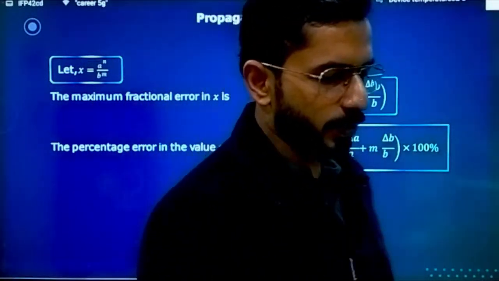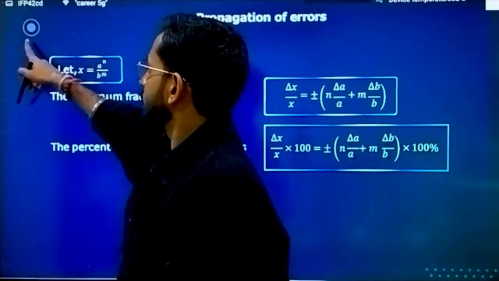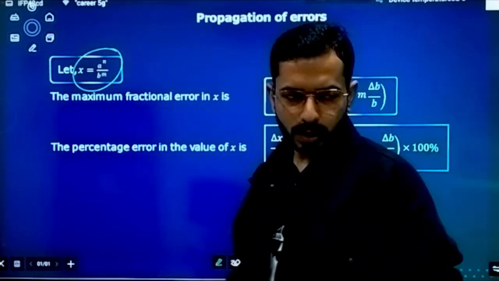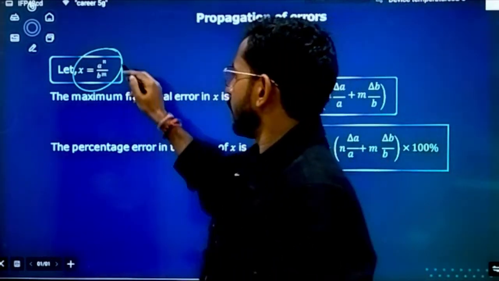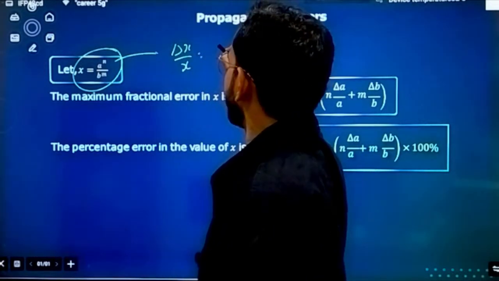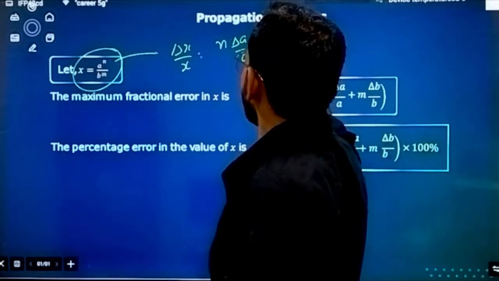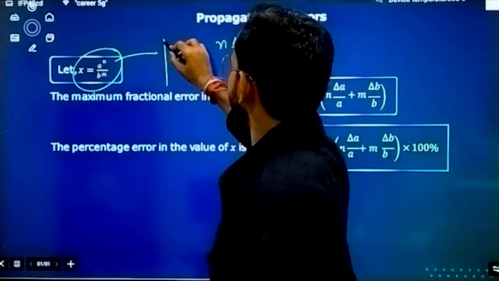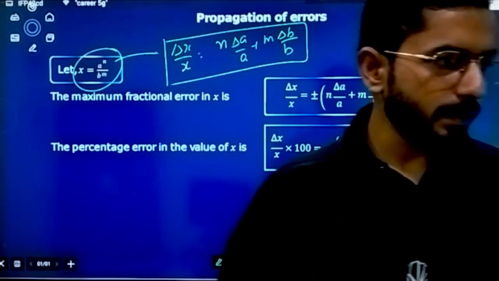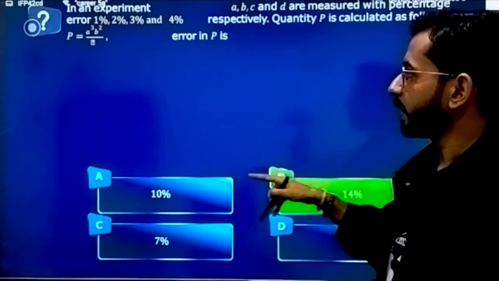Now the exponent part. If you are having an exponent, then how will you write the errors? Let's suppose this is the kind of equation you are having. Division, that means you know how to write the fractional errors. If you have to write a fractional error, that is delta x by x, you will be writing n times delta a by a plus m times delta b by b. That's it. That will be the fractional error. Is it clear? समझ में आया errors?